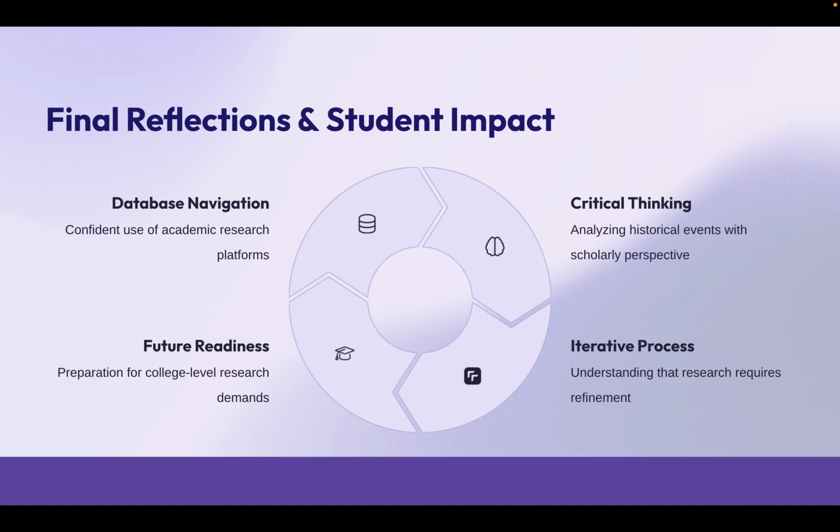As a teacher, it was incredibly rewarding to design this tutorial because it supports both academic rigor and student independence. It aligns with curriculum goals while giving students ownership of their own learning.